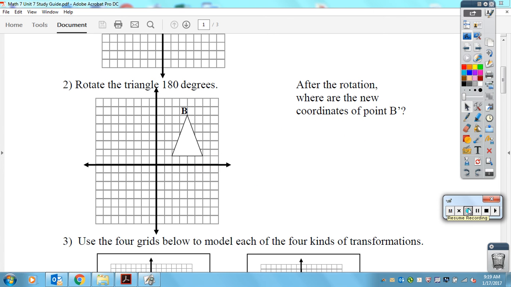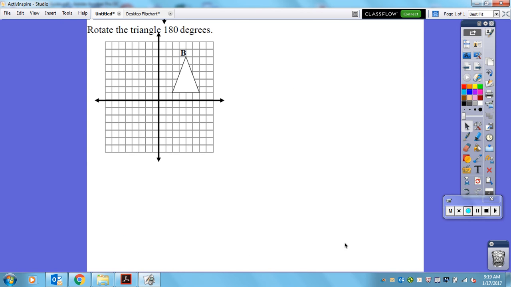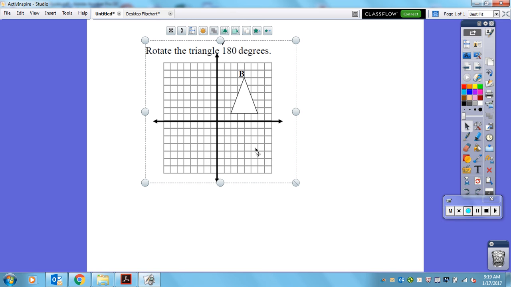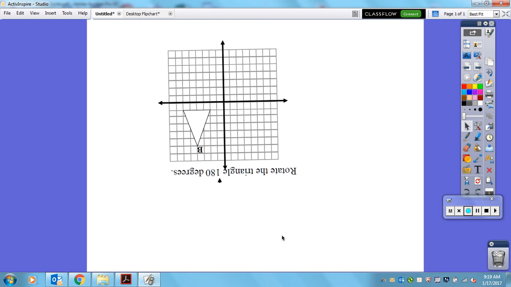Question 2 says to rotate the triangle 180 degrees, and what is the coordinate of the new spot B? When I rotate this 180 degrees, I actually have some work to do. So what I'm going to do is I can't do it on this PDF, but I can take it here and rotate this 180 degrees. So rotate 180 degrees means it would go upside down. Right now your paper would be upside down.